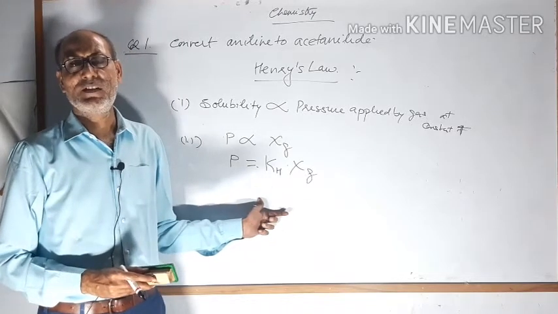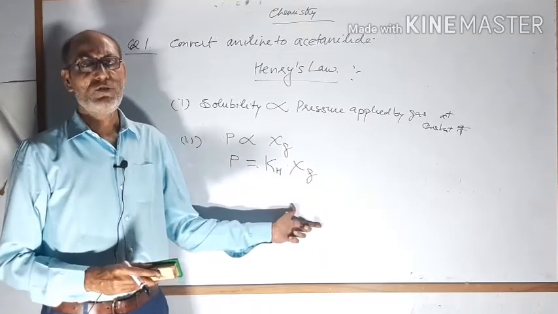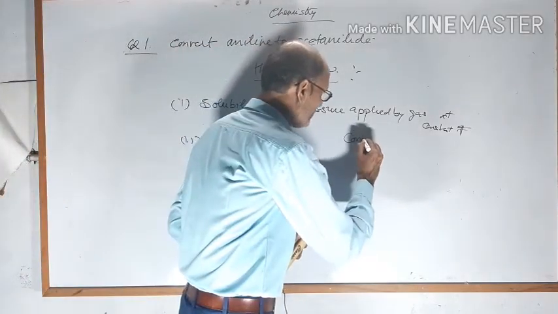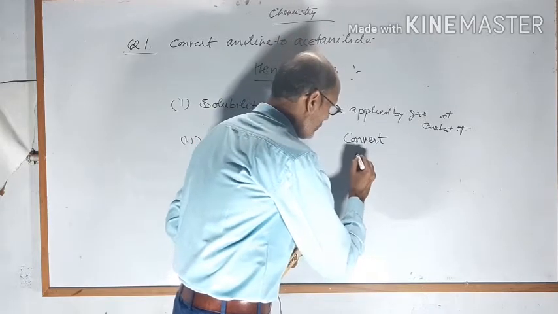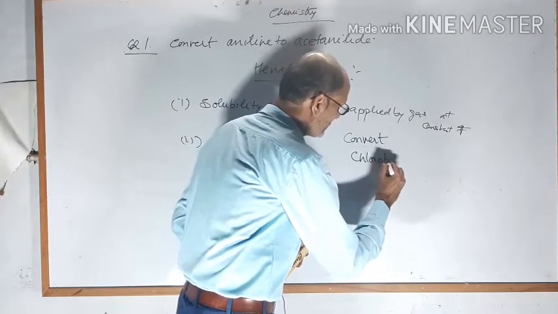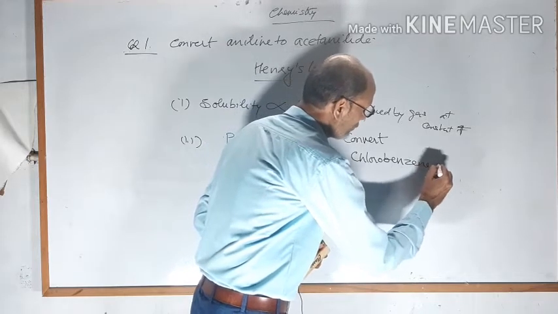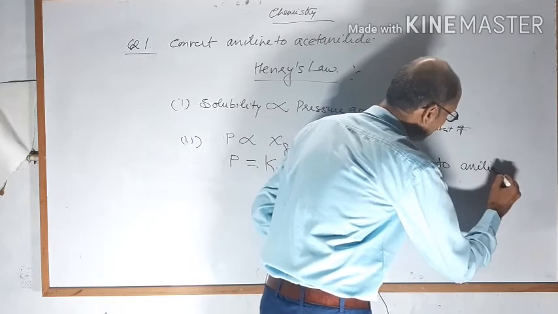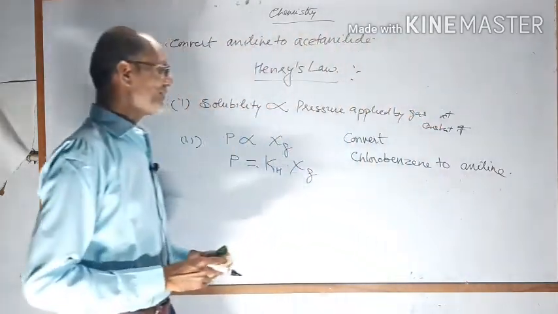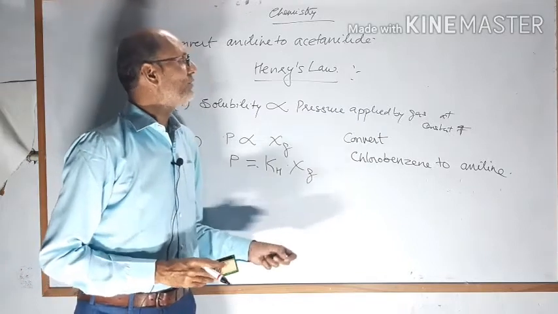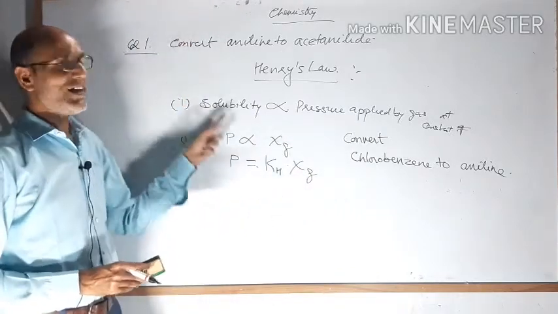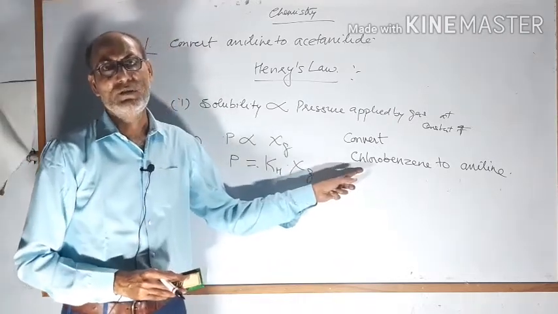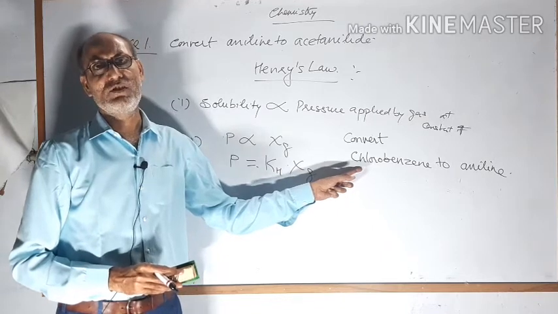Before going to the next, I want to give one question to you. Number 2 question: convert chlorobenzene to aniline. First you have to do this question, then you have to write Henry's law, and while I am thinking, you have to solve this conversion. Okay, students?